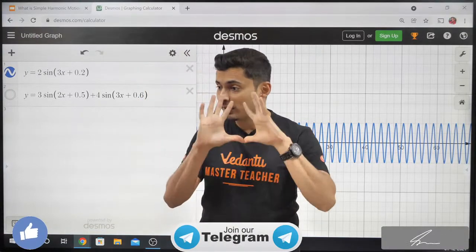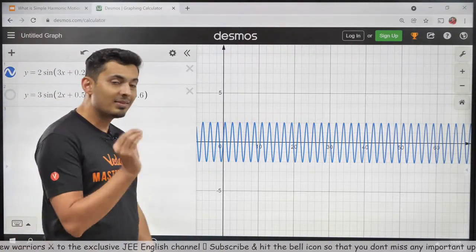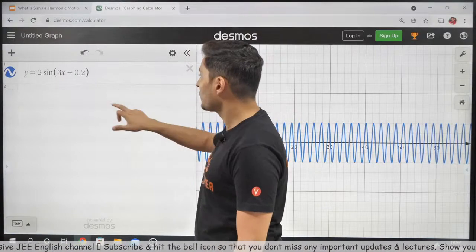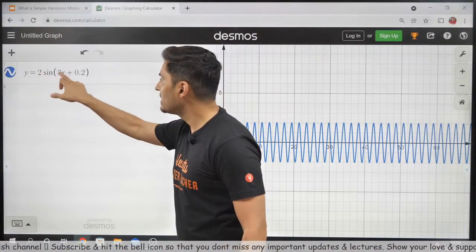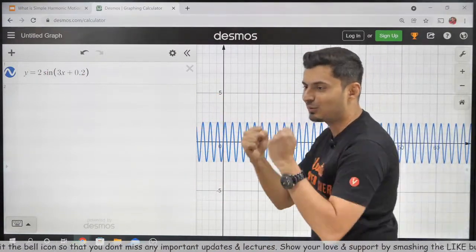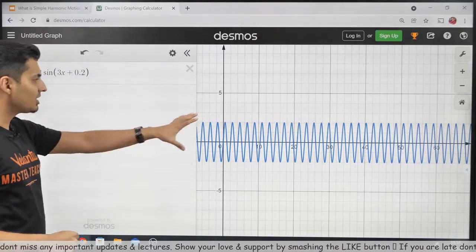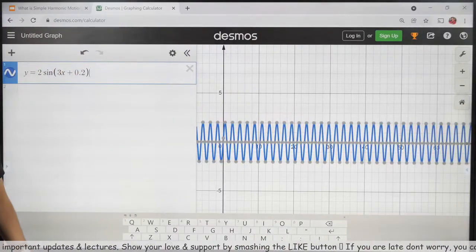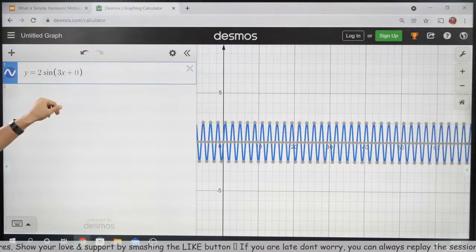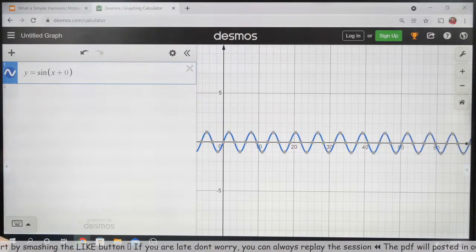Now let's talk about the different terms which are there in a simple harmonic motion. The different terminologies. Each term has a special significance. Each term will affect the nature, the shape of the graph. How does that affect the shape of the graph? Let's start observing. First of all, let's make this 0. Okay, let's make this something, and let's just keep it over here.